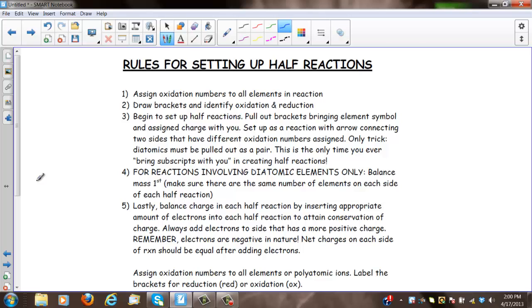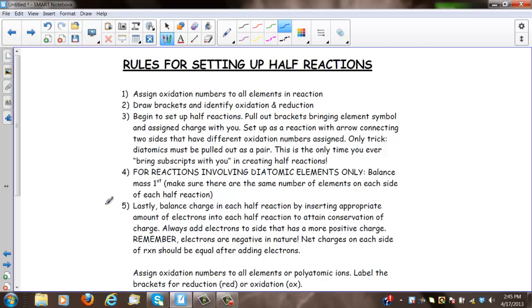The only trick: diatomics must be pulled out as a pair. This is the only time you ever bring subscripts with you in creating half reactions. Number 4, for reactions involving diatomic elements only, balance the mass first. This is really important because usually it'll be listed as H2O2 on one side and maybe just an O on the other. So you need to balance the mass using a coefficient and make sure that there are the same number of elements on each side of the half reaction.